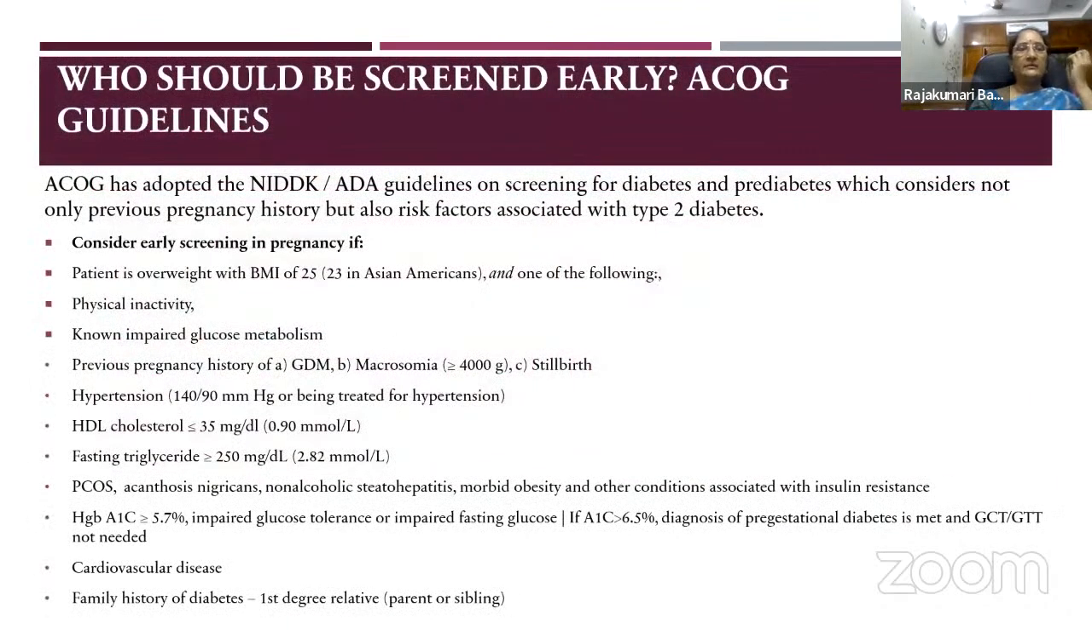Who should be screened early? According to ACOG guidelines, consider early screening in pregnancy if the patient is overweight with a BMI of 25, when there is physical inactivity and impaired glucose metabolism, and there is previous pregnancy history of GDM, macrosomia, stillbirth, hypertension, and when HDL cholesterol is low and fasting triglycerides are high, and in PCOS and acanthosis nigricans, non-alcoholic fatty liver disease, morbid obesity, and other conditions associated with insulin resistance, and when HbA1c is more than 5.7%, impaired glucose tolerance, cardiovascular diseases, and family history of diabetes. These all cases should be screened early.